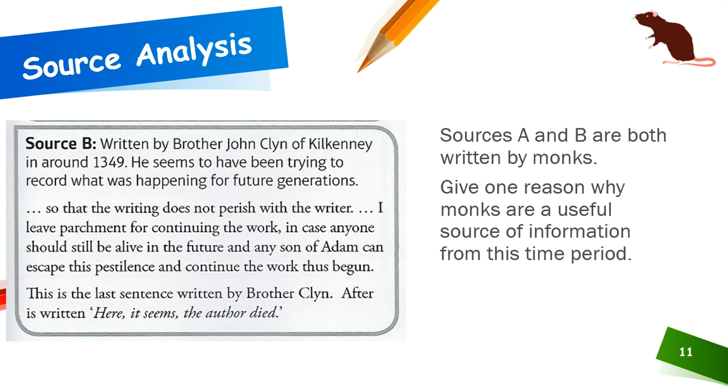Let's take a look at another source analysis. This one is source B, written by Brother John Klyn of Kilkenny in around 1349. He seems to have been trying to record what was happening for future generations. So that the writing does not perish with the writer, I leave parchment for continuing the work, in case anyone should still be alive in the future, and any son of Adam can escape this pestilence and continue the work thus begun. This is the last sentence written by Brother Klyn. After it is written, here it seems the author died.